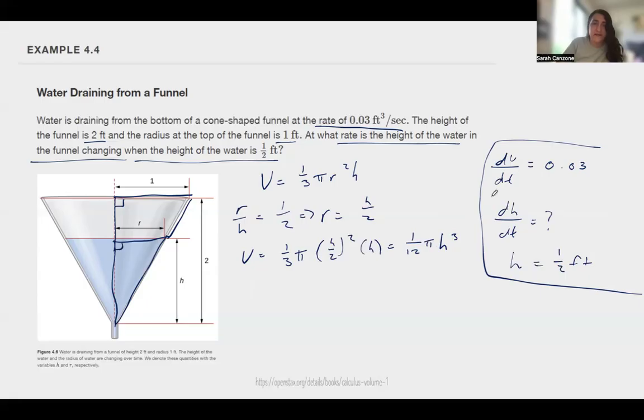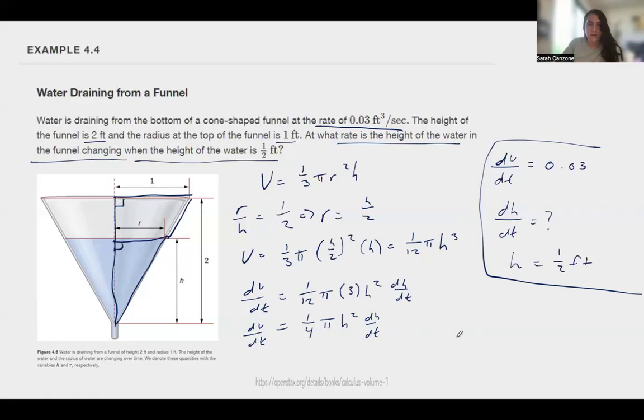Okay, now we can go ahead and actually take the derivative. So the derivative of v is again dV/dt equals 1 over 12 pi is the coefficient on the h. So we can just leave 1 over 12 pi and take the derivative of the h cubed. So bring the 3 down. So that's 3 h squared times dh/dt. If I were to simplify this, 3 times 1 over 12 is 1 over 4 pi h squared dh/dt. And this is still dV/dt.